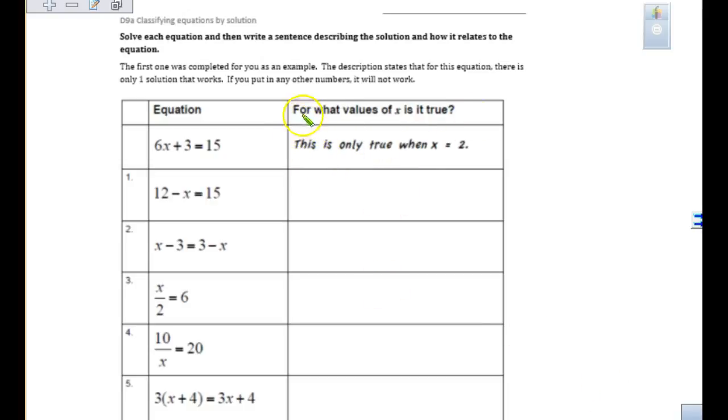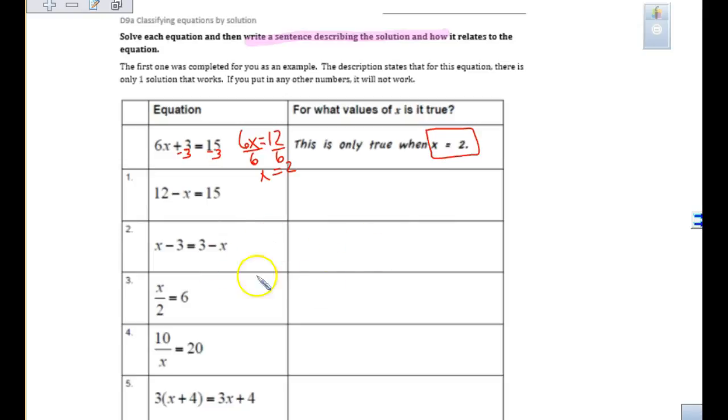Notice it says, for what value is it true? It says solve the equation, write a sentence describing the solution. We're just talking about this in our team meeting. Now some of you will just put this part. That would not be a sentence, x equals 2. This is only true when x equals 2. How did they get that? Because if we were looking at this, they subtracted 3. They had 6x equals 12. They divided both sides by 6 to get x equals 2, and they put it over here.